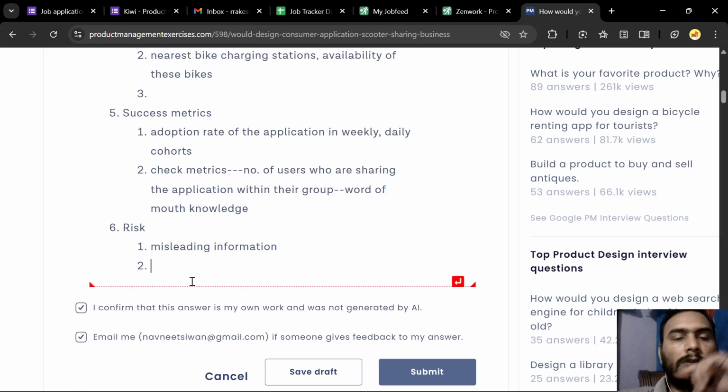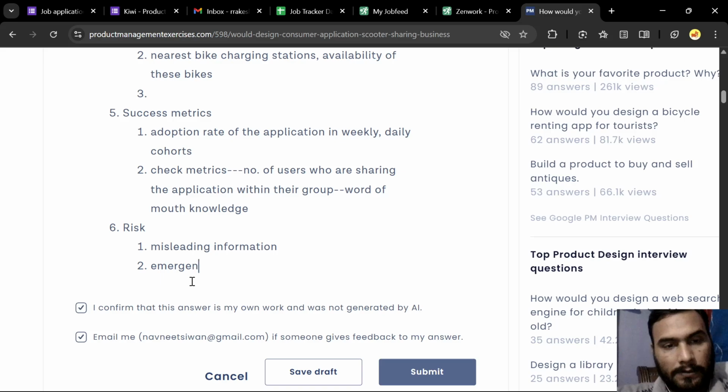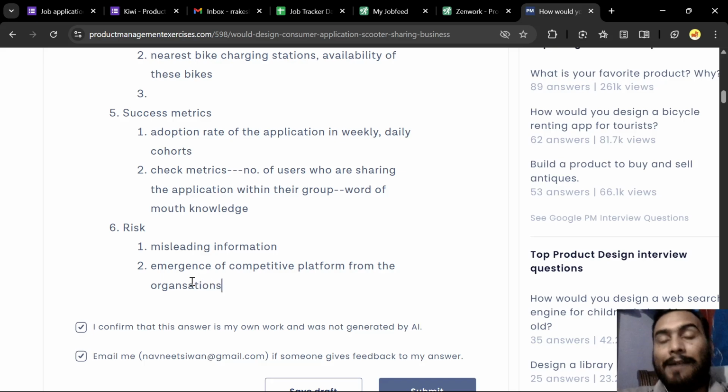And the second risk is the emergence of a competitive platform from the organizations that have launched those bikes, those stations, those servicing points. If they decide to launch an application and do everything related to market awareness and how they can reach more customers, that is a direct risk for our application and our business goals.